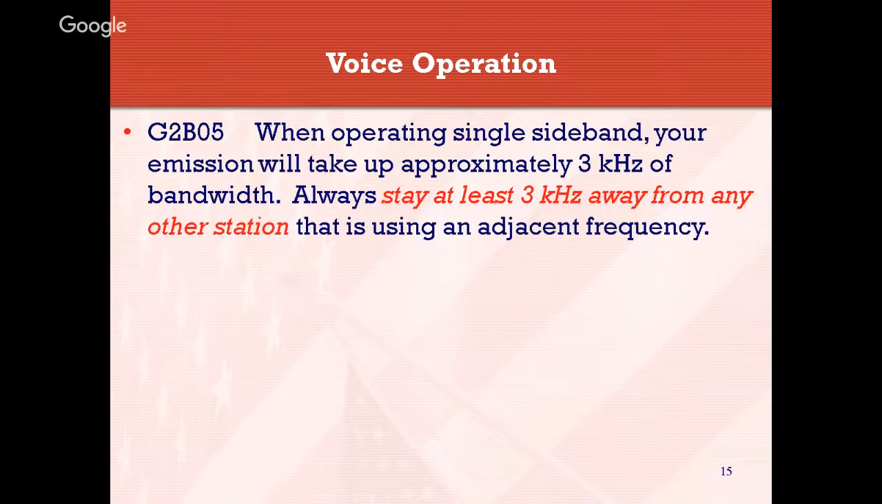When operating single sideband, your emission will take up approximately 3 kilohertz of bandwidth. Always stay at least 3 kilohertz away from any other station that is using an adjacent frequency. Kind of the same thing that I said earlier, don't operate too close to the band edges of your high frequency general class privileges. Always stay at least 3 kilohertz away from those band edges, and if possible, 3 kilohertz away from any adjacent station that may be talking.